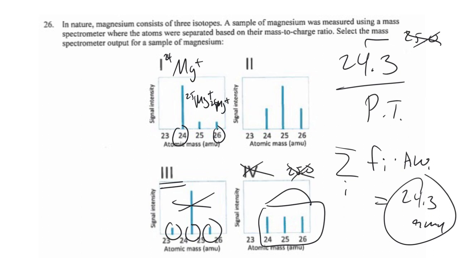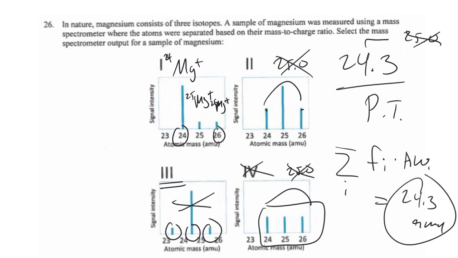That's not right. Box 2 also would average out to about 25 because we see roughly equal peaks on either side of 25, with the most abundant peak at 25. That would also average out to about 25. And that's not the right average.